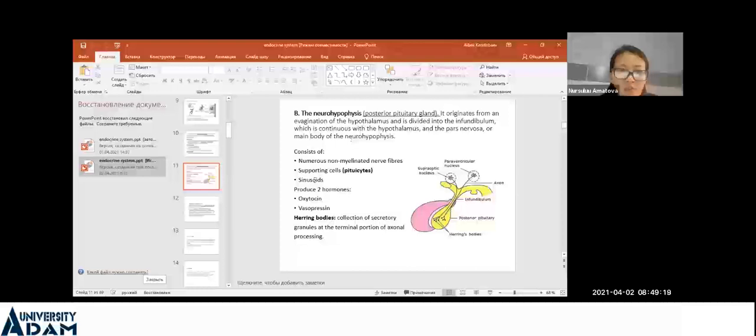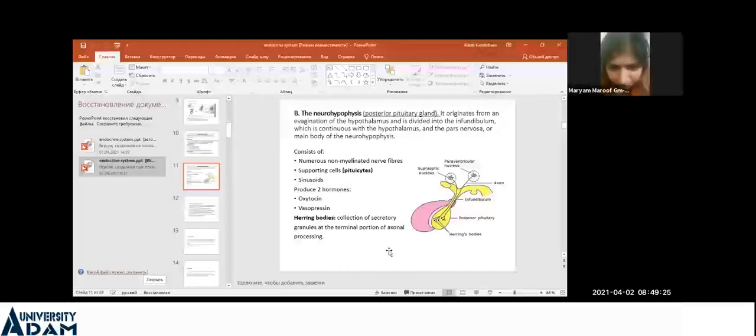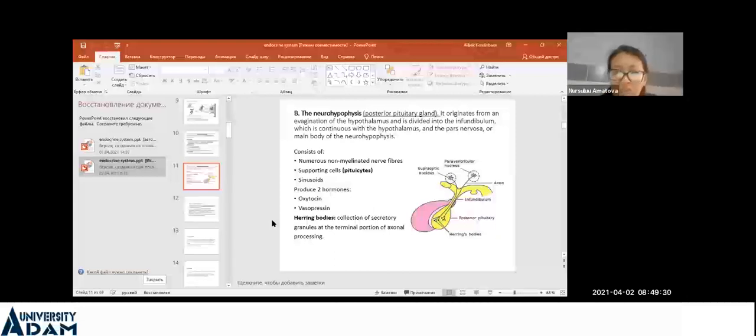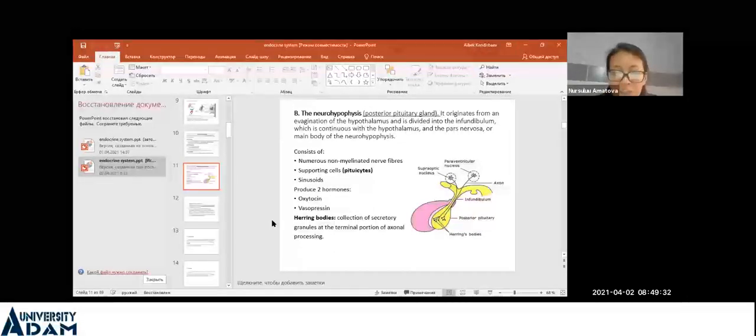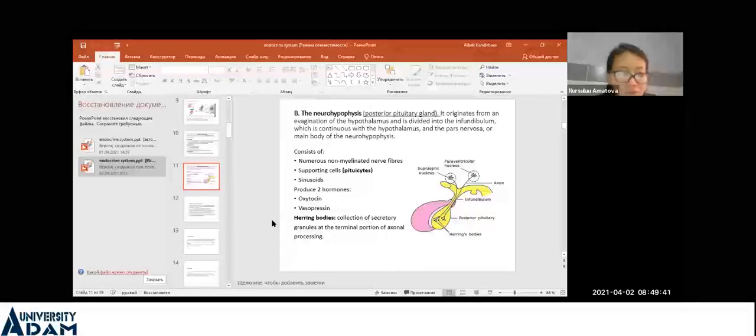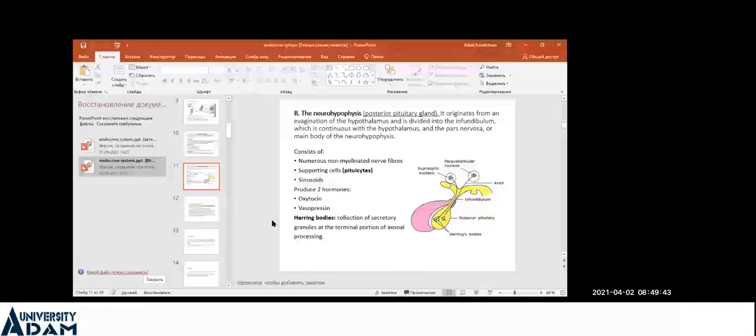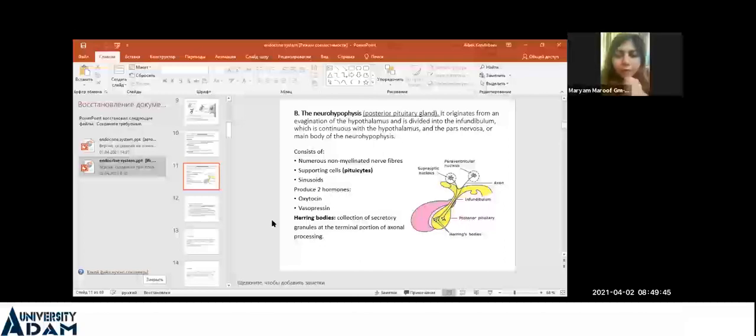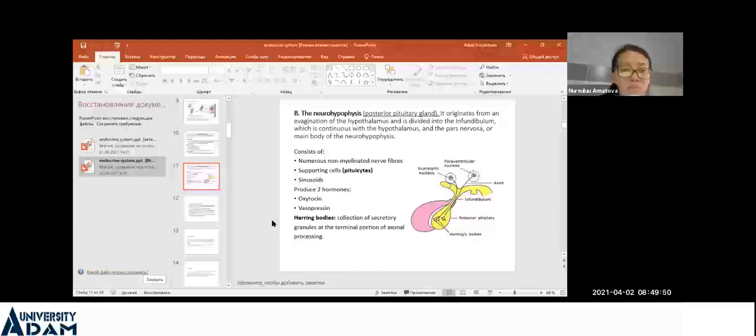Do you see the slideshow? Yes, ma'am, we are seeing. Herring bodies and its posterior gland. Here is the picture. What are Herring bodies? A collection of secretory granules at the terminal portion of axonal processes.